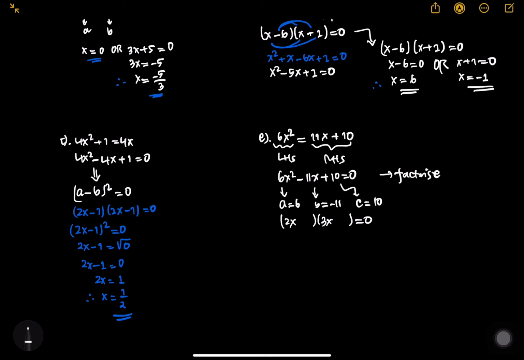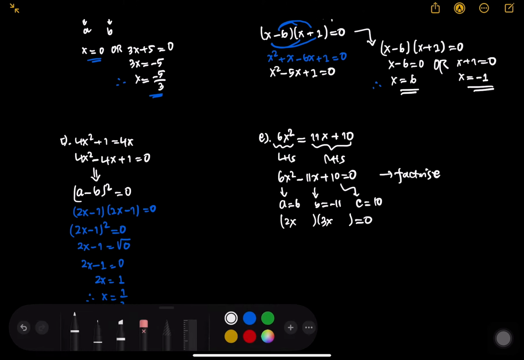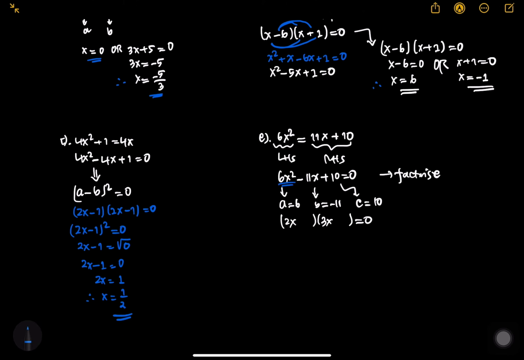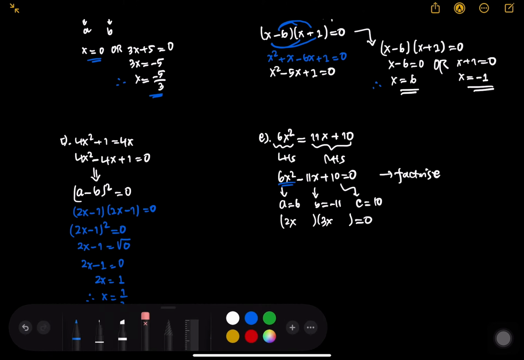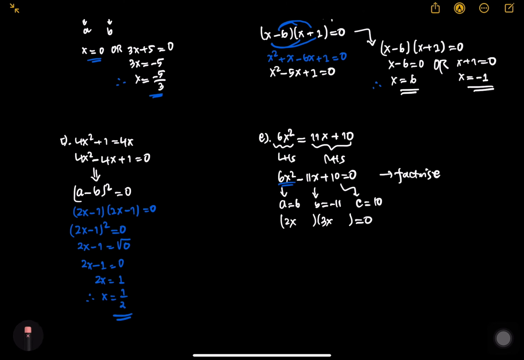Now let's think about this, because 2x times 3x is exactly 6x squared. But how do we find c equals 10 and then b equals negative 11? So think of a number. When you multiply them together, it has to be 10, positive 10. Wait, why positive 10? It's supposed to be negative 10, right? So this is negative 10, right?